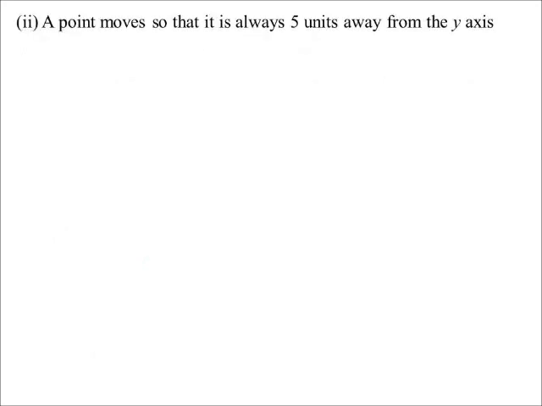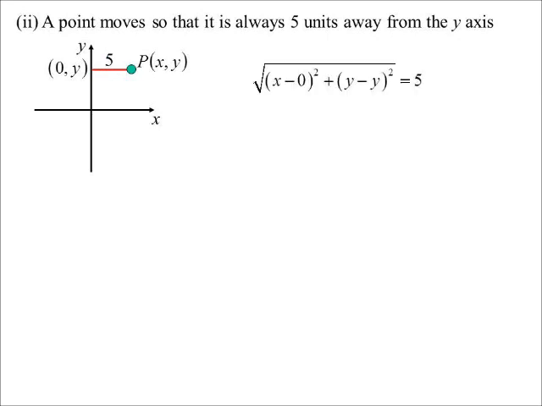The point moves so that it's always 5 units away from the y-axis. There's my random point. It's always 5 units away from the y-axis. Whenever we're talking about distance from a point to a line, it's the perpendicular distance, so in this case a horizontal distance. That means the y value would be the same at the y-intercept, which we've called, very creatively, y, but it'll be (0, y). So we're saying the distance is 5.